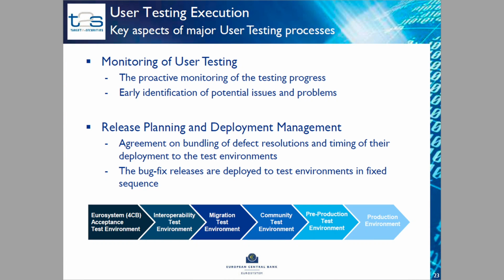The aim of this is, first of all, of course, to proactively monitor the progress, but it's also to identify early any potential issues and problems, because the issues and problems should come up during the regular ongoing monitoring in order to be solved before the move from one testing stage to another. The other major user testing process is the release planning and deployment management. Here it should be mentioned that the bug fix releases are deployed to test environments in fixed sequence.